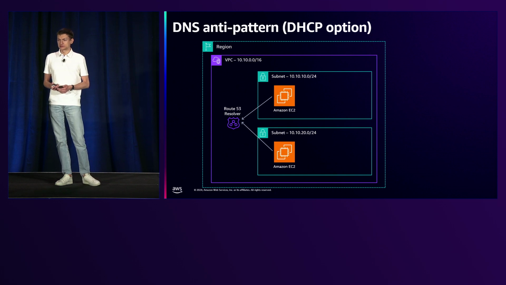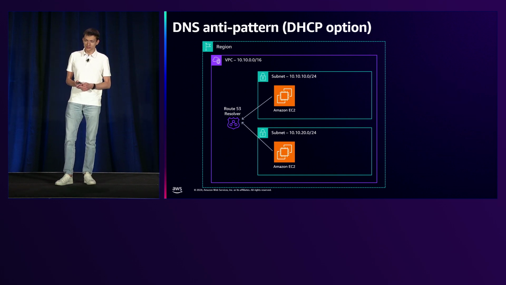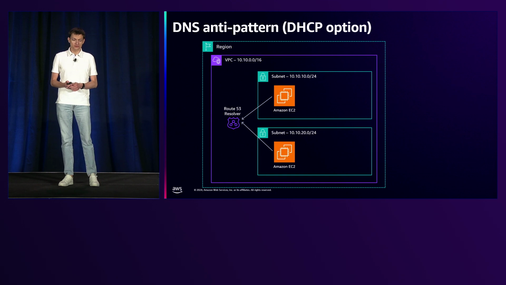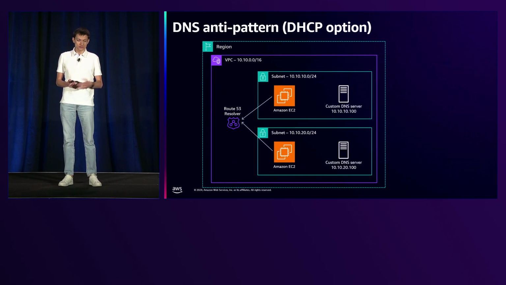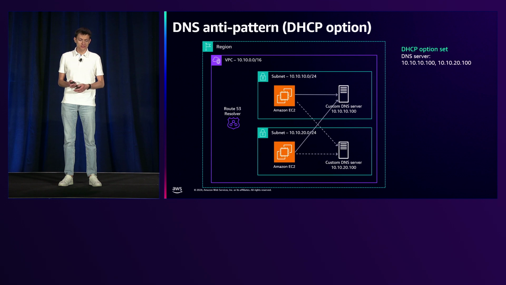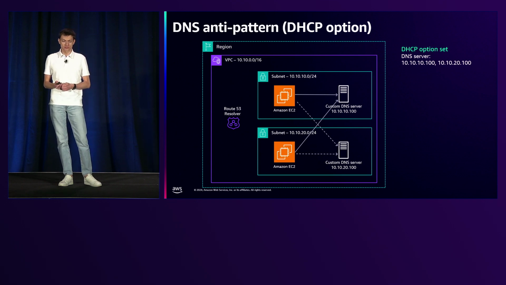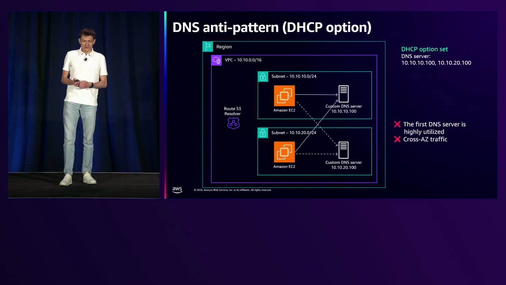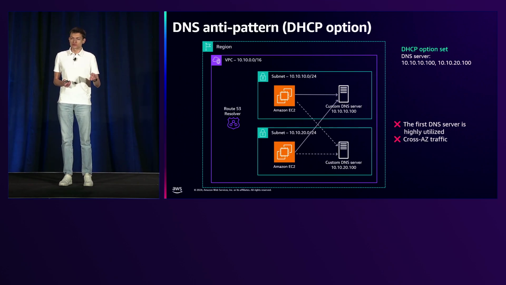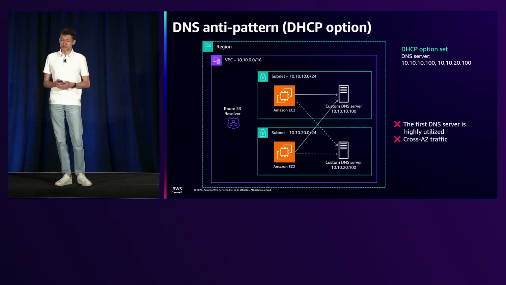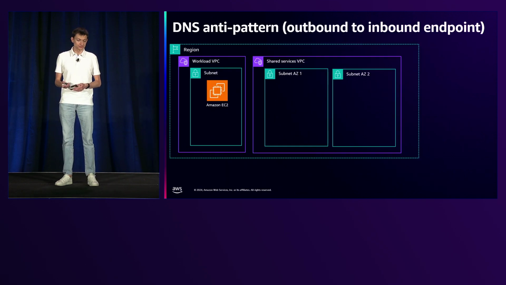OK, let's talk about anti-patterns that we sometimes see. So the first one is overriding the default DNS server using a DHCP option. So let's say in this case we have 2 other DNS servers, and we will change the DNS server using a DHCP option. So first, your first DNS server in the list will be highly utilized. All of the load will go through. You'll have cross-AZ traffic, which means additional latency, additional risks, additional costs. So we generally don't recommend overriding the DHCP option, and we strongly suggest using the default VPC +2 resolver.